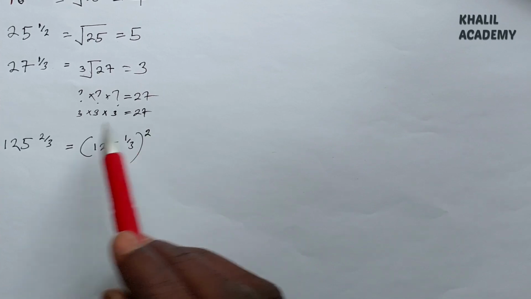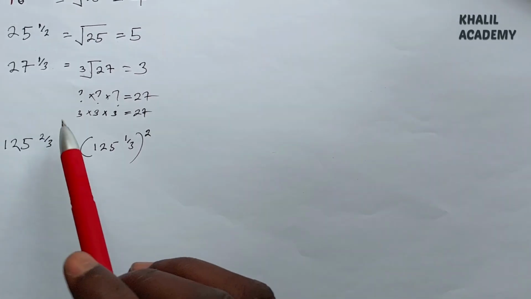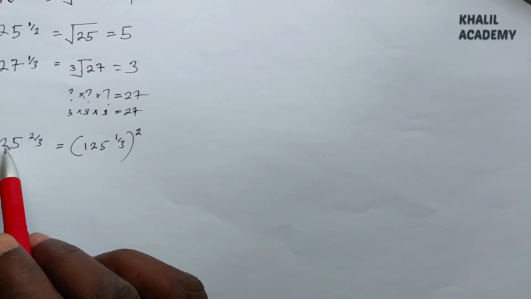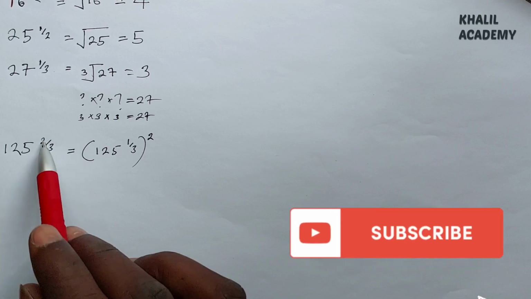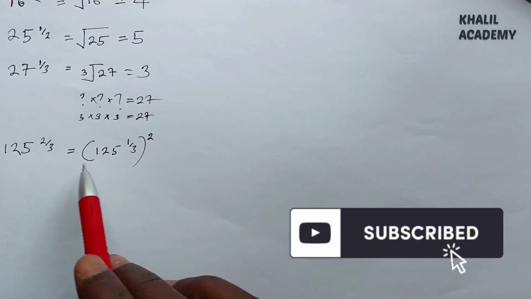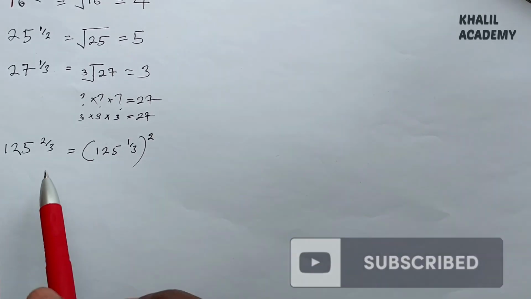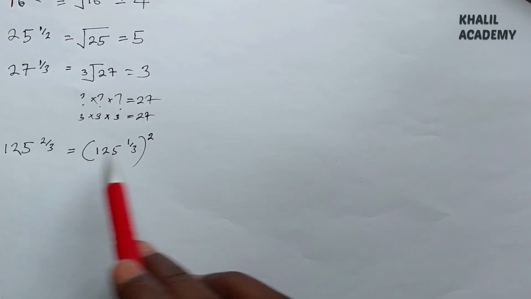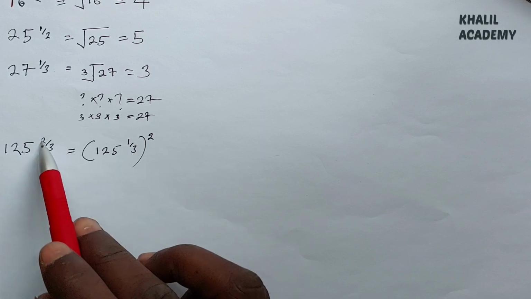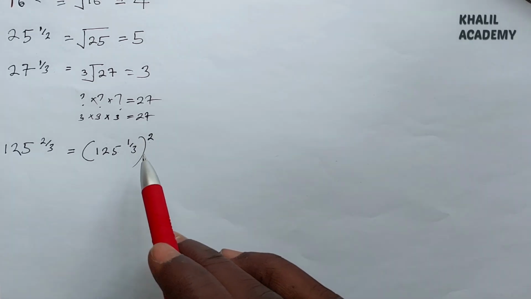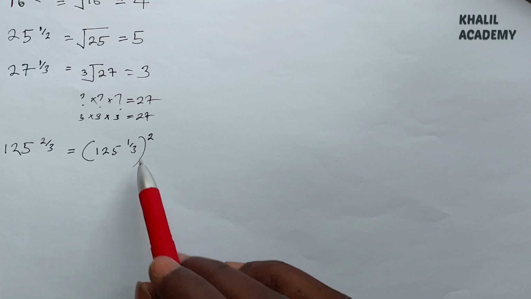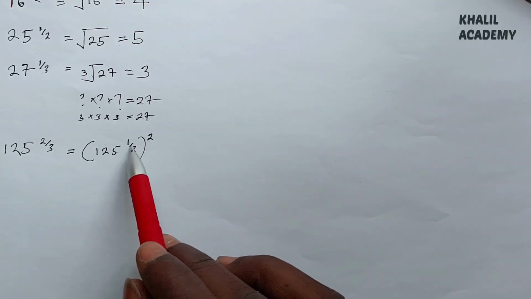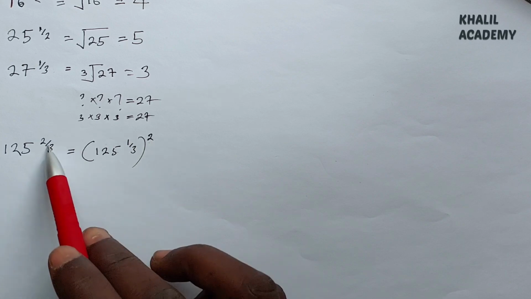So we're going to move to more examples with numerators that are not 1. In this case, we're going to take 125 raised to the power of 2 over 3. The first thing you're going to do is to factorize the numerator power. So we write 125 raised to the power of 1 over 3 and then move the 2 outside the bracket. From the laws of indices in my last video, if there's a power inside the bracket and one outside the bracket, then they multiply each other. So 1 over 3 times 2 is 2 over 3.